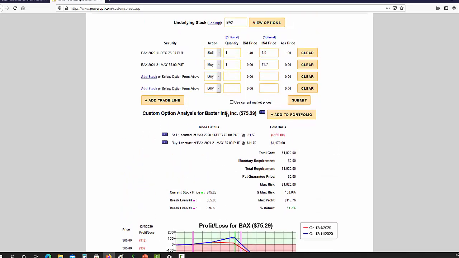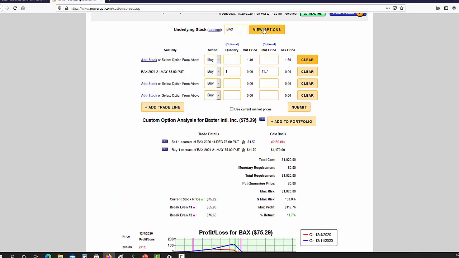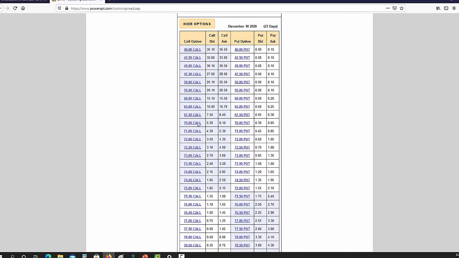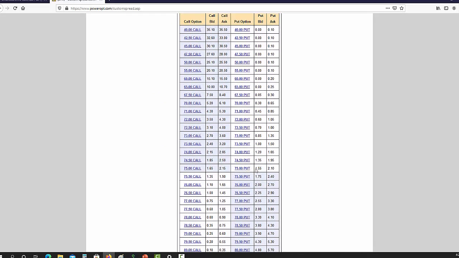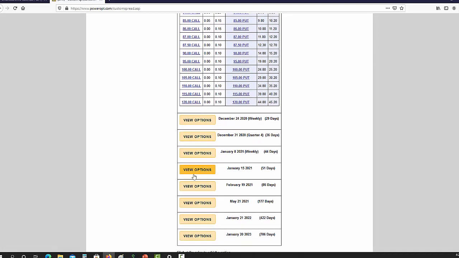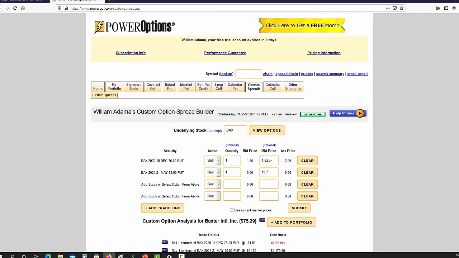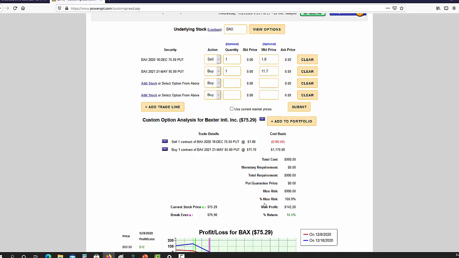Probably get a better premium going another week or so out in time. So let's just quickly go to the December 18th cycle, 23 days out in time. Keep the 75 put, but here, 155 to 210, we might get a good midpoint of $1.80, maybe $1.75, and that would put us where we want to be. So let's use the 18th December expiration against the May expiration, keeping a 10-point spread. We'll just use a midpoint of 180. Give us 30 cents more.